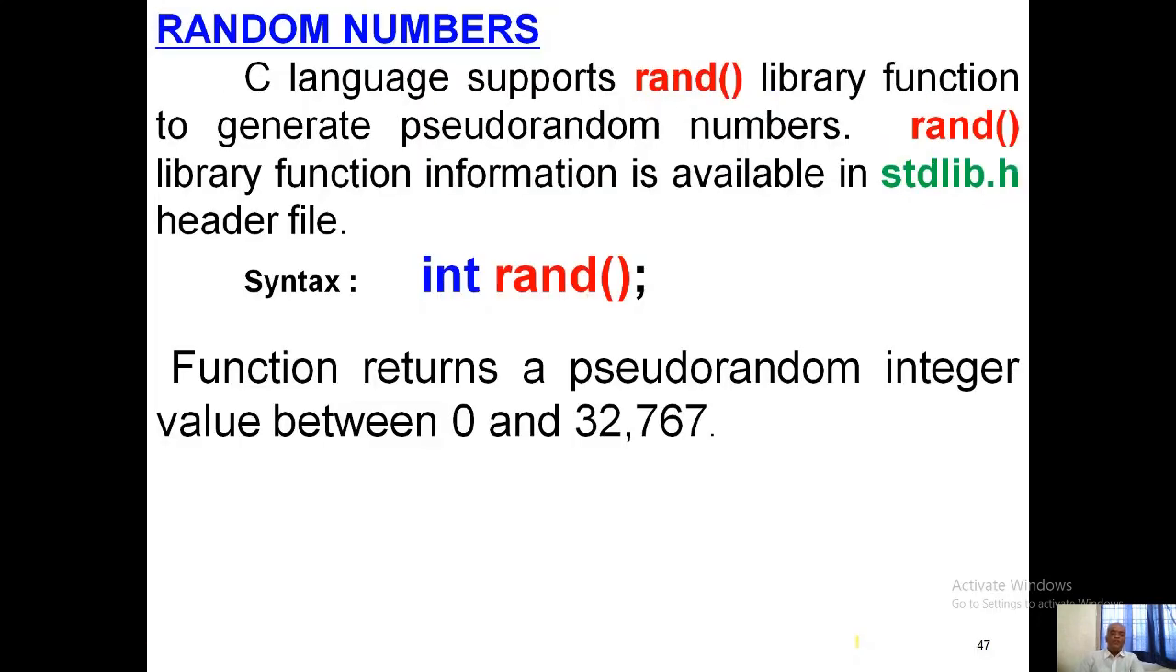Similarly, random numbers. The C language supports a library function called rand to generate pseudo-random numbers, which is available in stdlib.h. Whenever you use rand, it automatically displays random integer values between 0 and 32767. Why? Because rand returns the int data type, and the int limit is 32767.